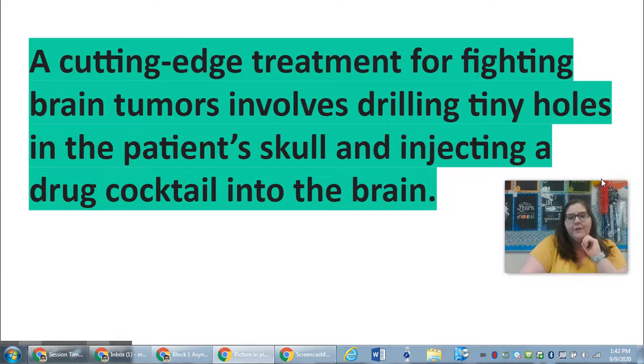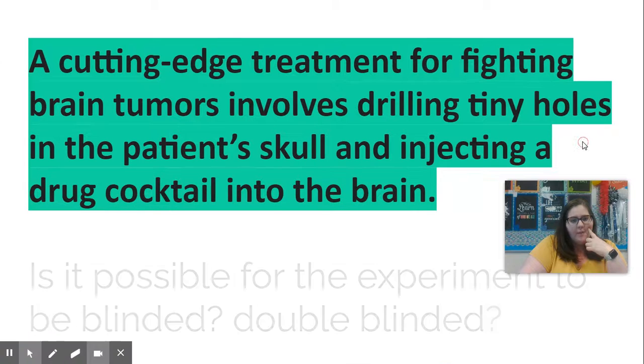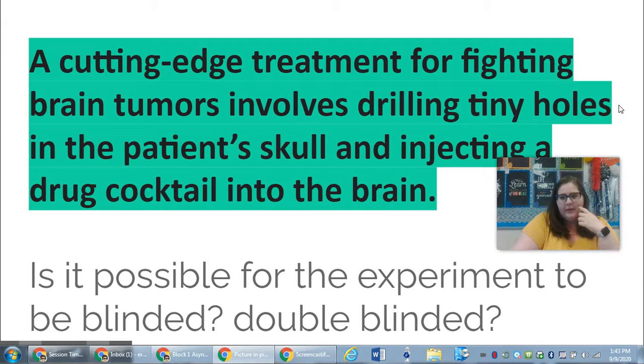A cutting-edge treatment for fighting brain tumors involves drilling tiny holes in the patient's skull and injecting a drug cocktail into the brain. So, is it possible for this experiment to be blinded or double-blinded? Right? So blinding, that means the control group who's getting like maybe a fake treatment or no treatment would not be able to know which treatment they're getting. So is it possible? I guess you could like drill a tiny hole into a patient's head and then just not put anything in there. But is it ethical?